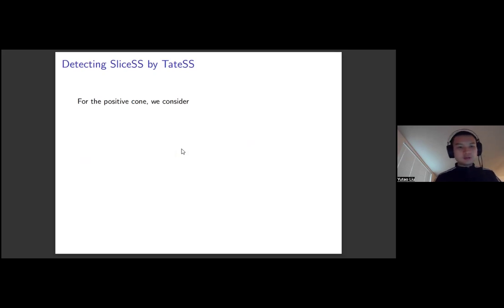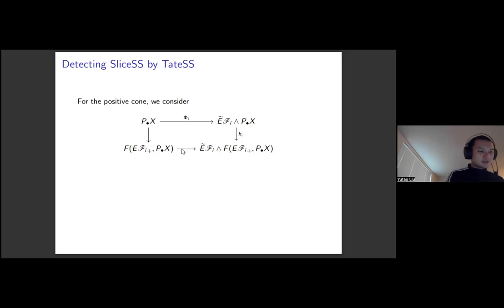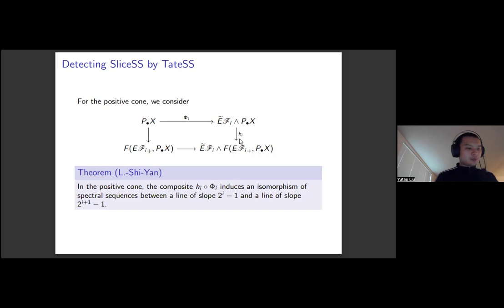In the positive cone, we consider the usual Tate square of slice towers. As you can see, if you go rightward and then downward, you will have a map from the slice to the Tate. And we can prove that this composition, from this map and this map, induces an isomorphism between spectral sequences in the region between a line with slope 2^I minus 1 and a line of slope 2^(I+1) minus 1, so it is a small conical region.